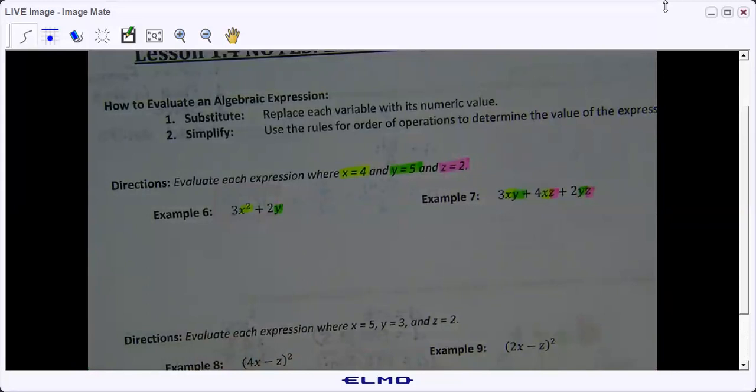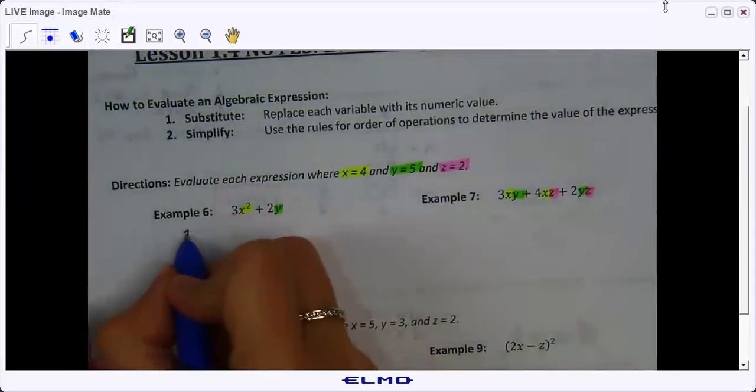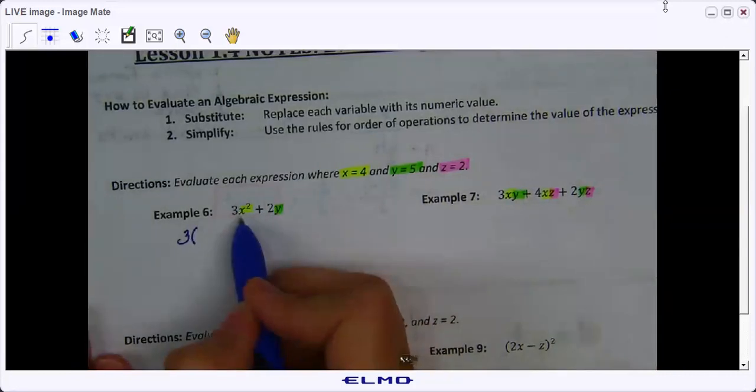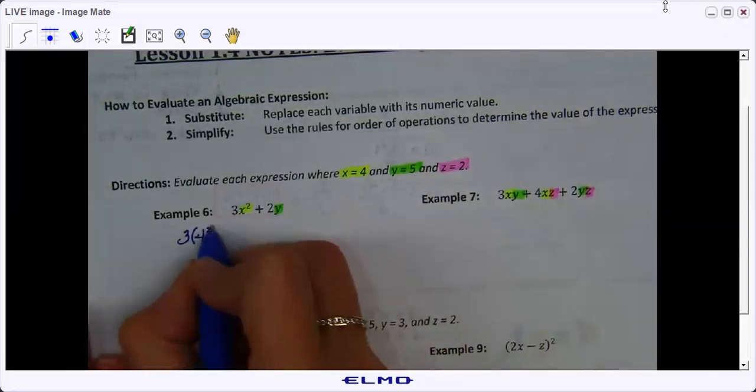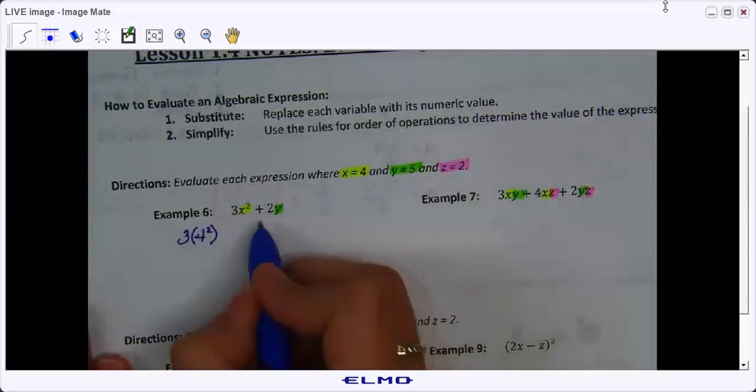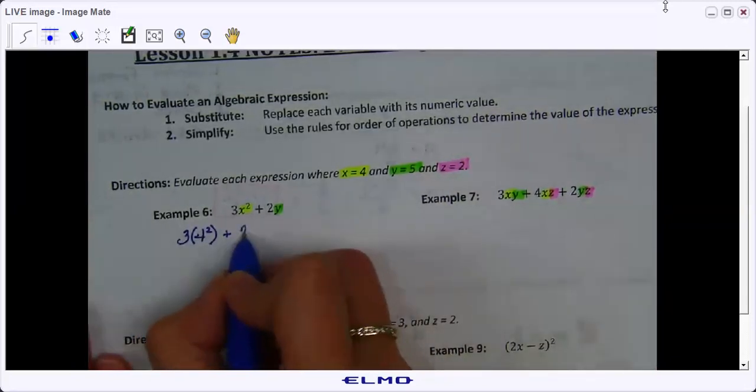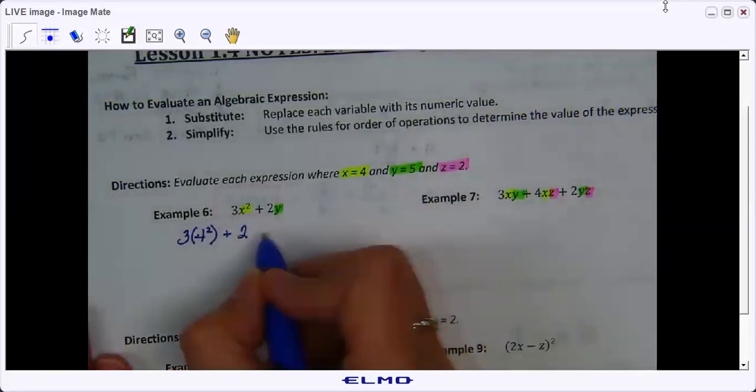So what operation are we doing with 3 and x squared? What are we going to do with those two numbers once we put them in there? We're going to multiply them, so you want to separate those by parentheses. So we're going to have 3 times x squared, which is 4. So 4 squared. Then we're going to add that to 2 times y, and my y is 5.